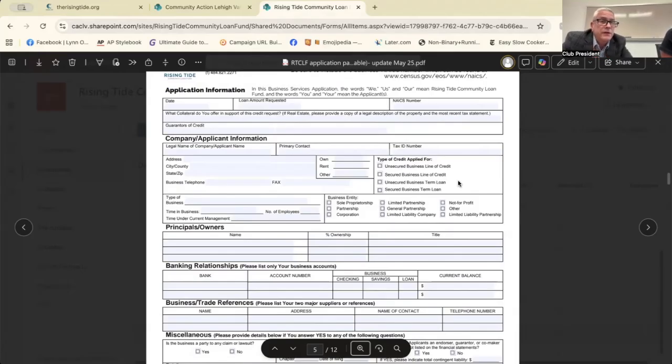It says legal name. So I'm going to use what the state of Pennsylvania lists as my legal name. Correct, the name that you registered with the state. Okay, primary contact. If it's myself, I'm going to list my name, or if it's someone else that is working with me in the business, that's up to me, correct? Correct. Okay. We all have a tax ID number and an EIN number. That's what you're looking for? Correct. And it would be a 9-digit number.